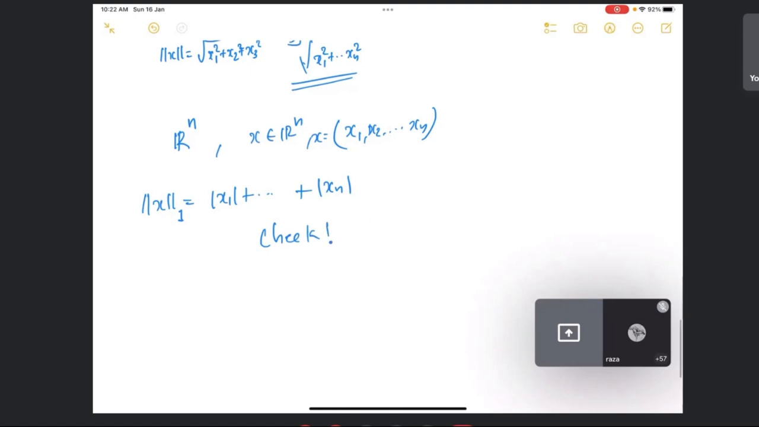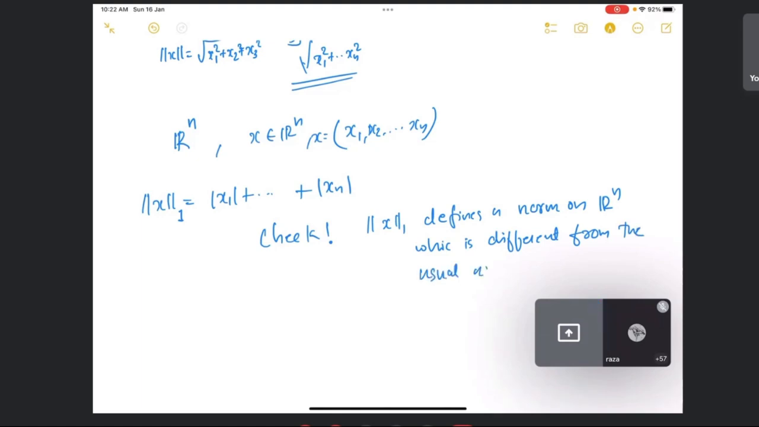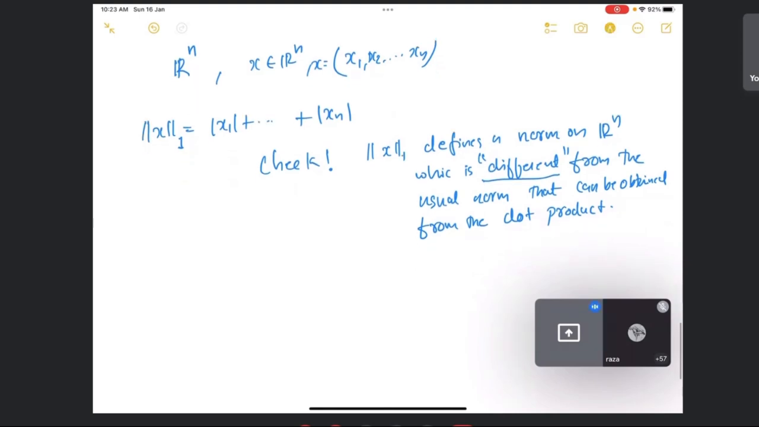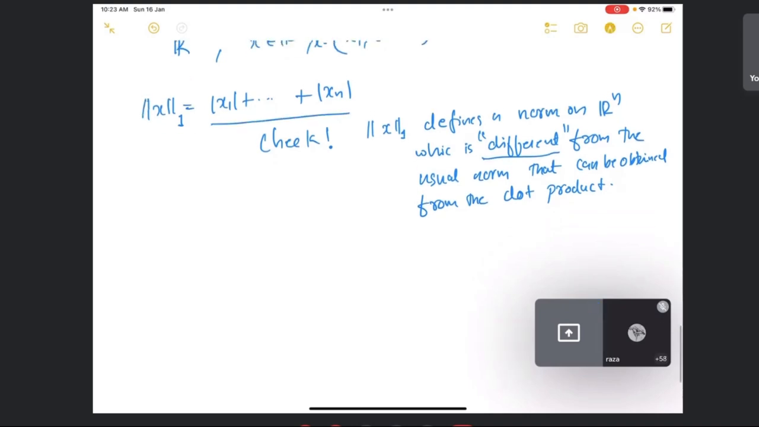Okay, you can check. The one norm defines a norm on R power n, which is different from the usual norm that can be obtained from the dot product. And when I say different, you don't worry much about it. You learn when two norms are different. You might have already seen that when we say two norms are different. Anyway, this is another norm on R power n.